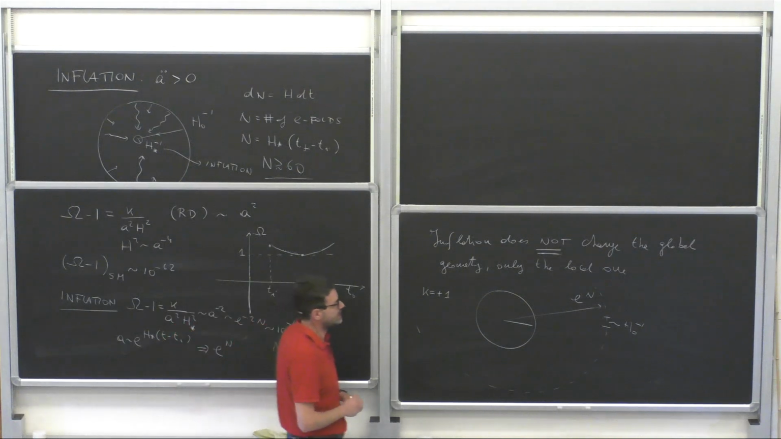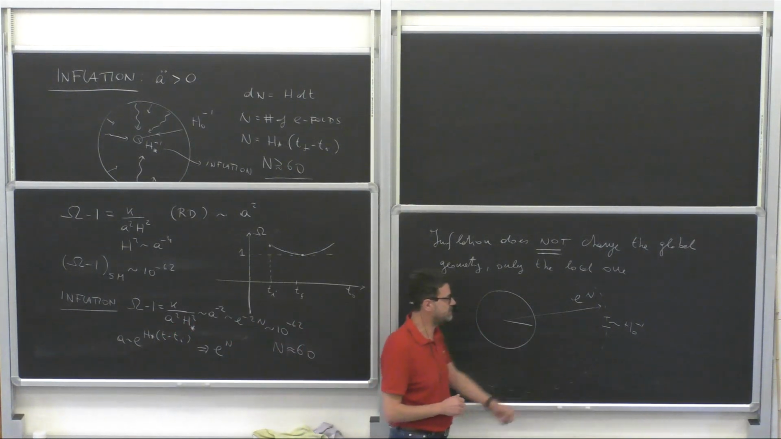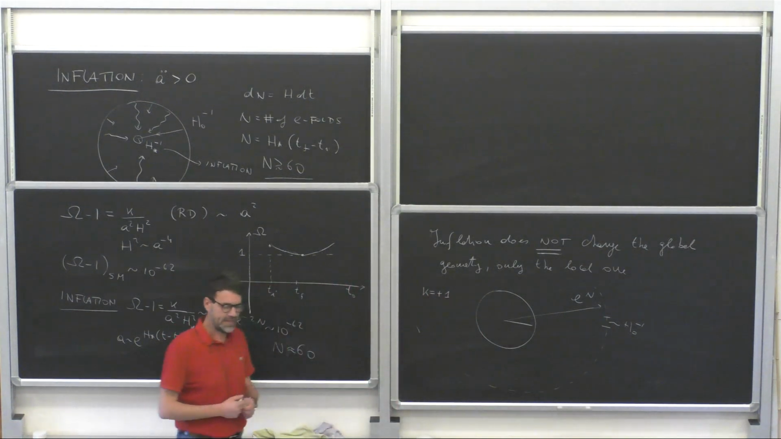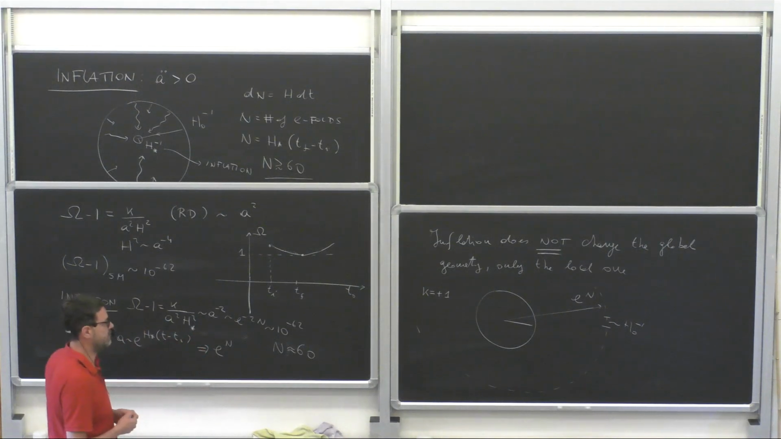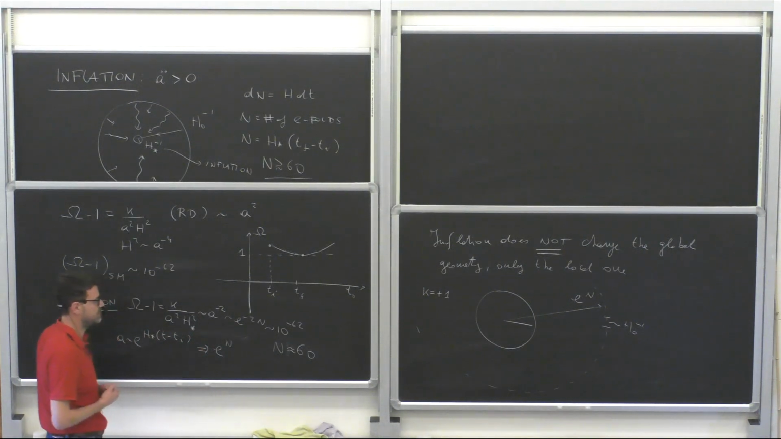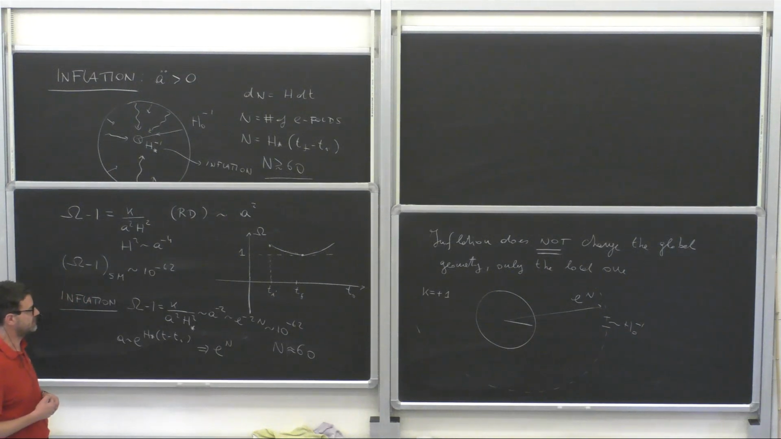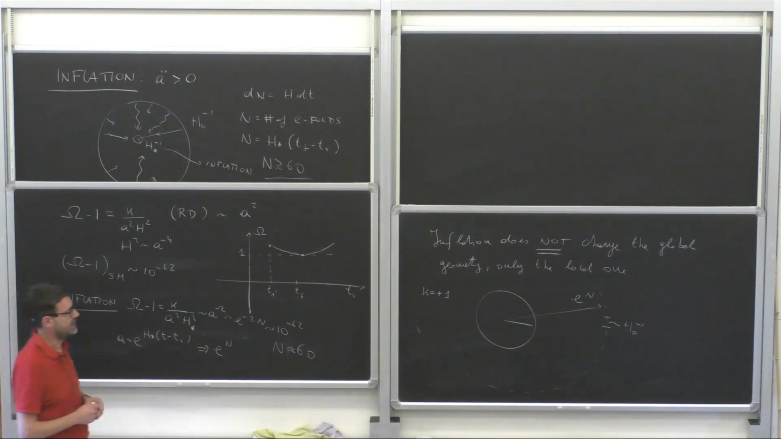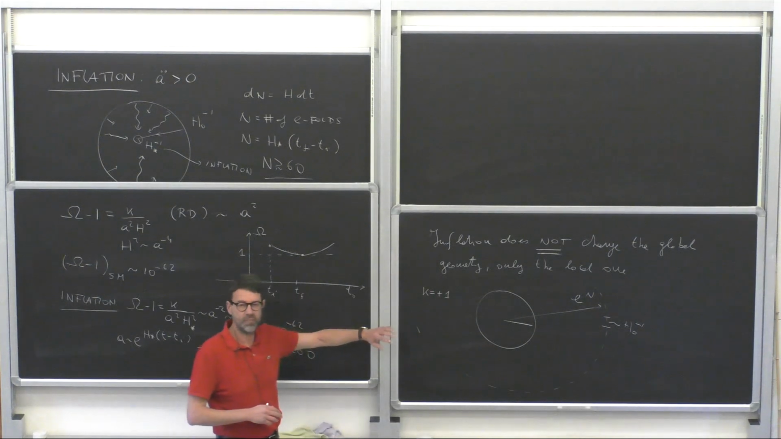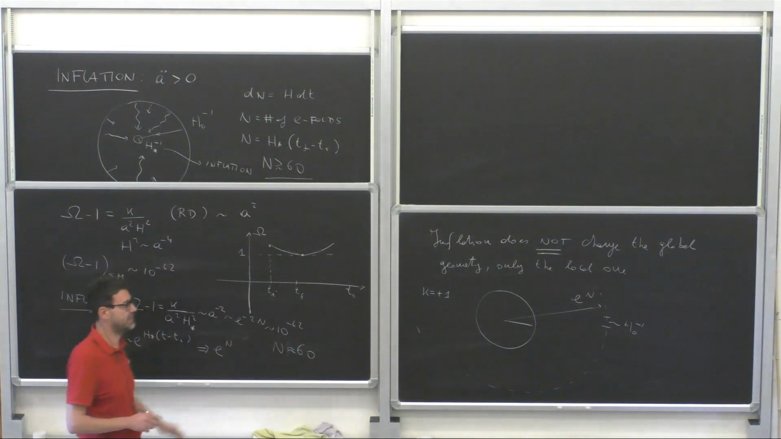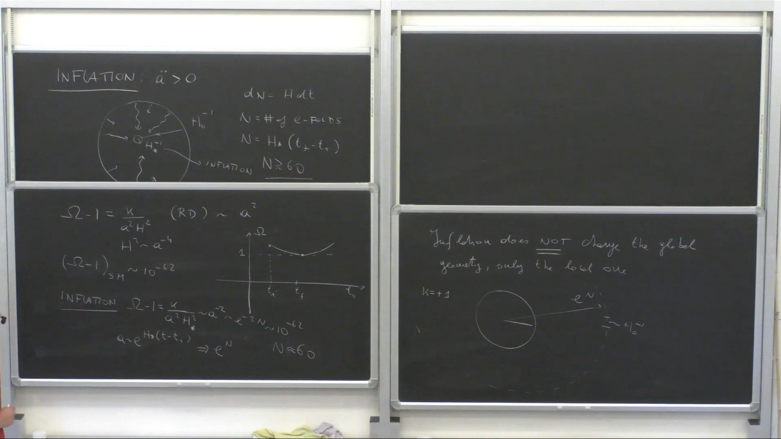So locally, we expect a flat universe, and in fact, this is what we measure. Current measurements give us Omega minus 1 with an accuracy of less than 1%. So locally, our universe is very flat, but we don't know if globally the universe is closed, open, or flat. Okay, so that inflation does not tell you.